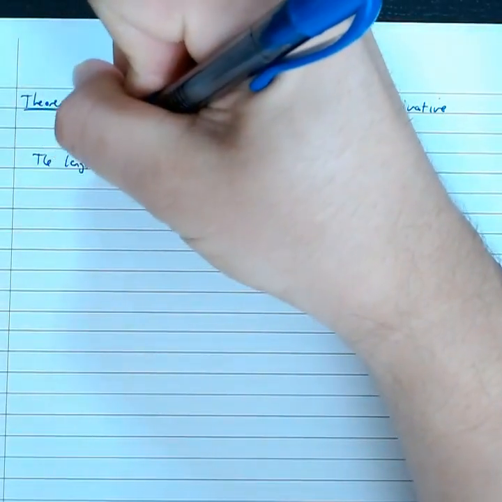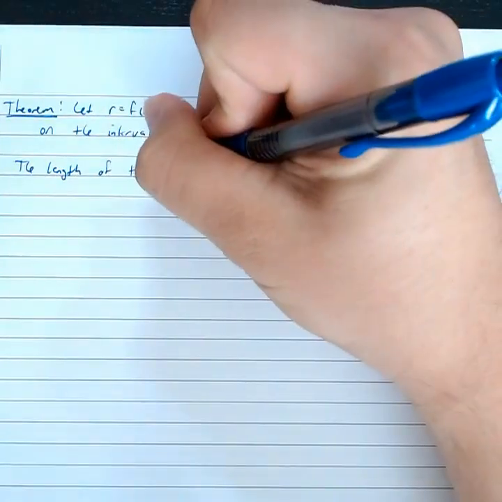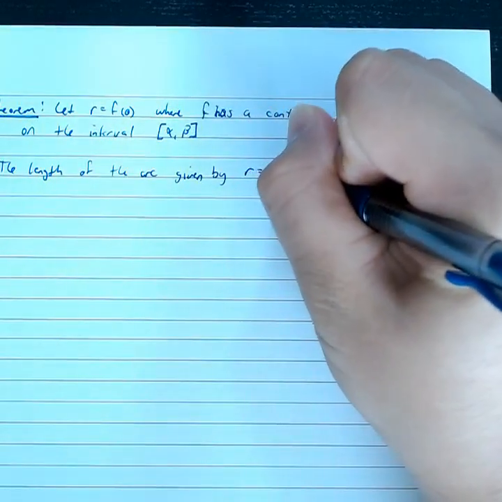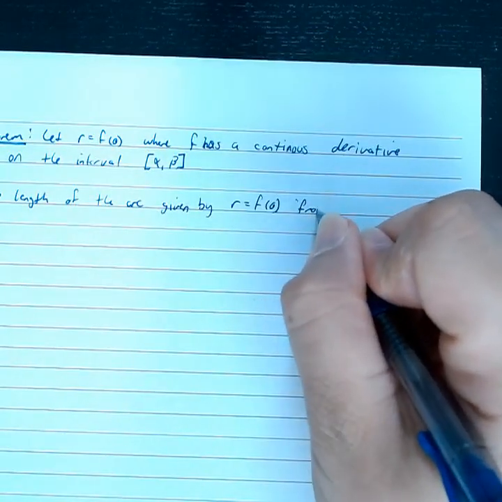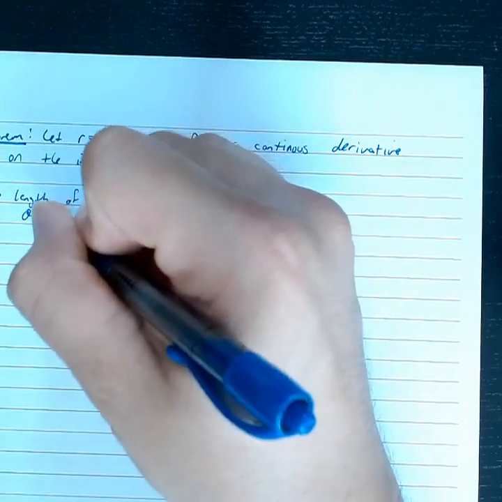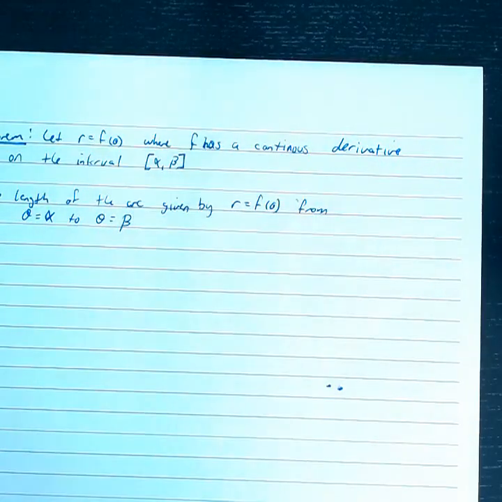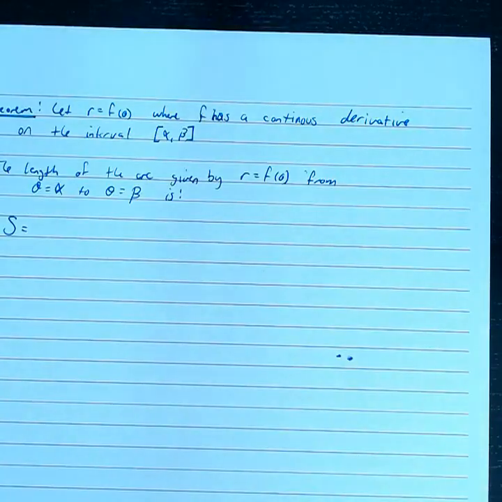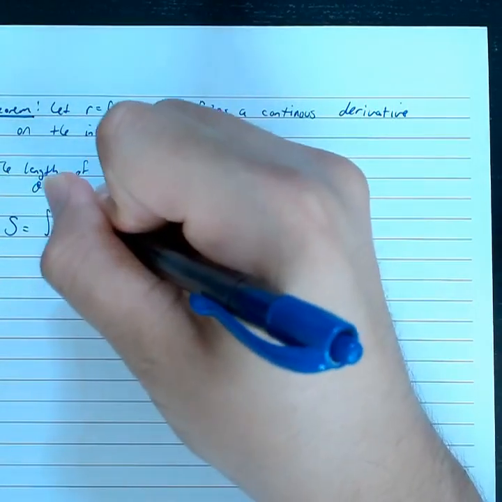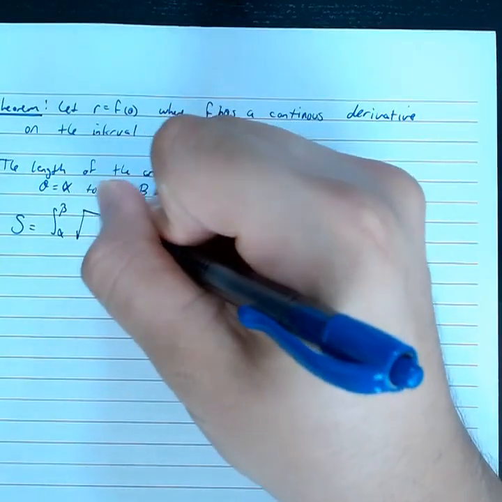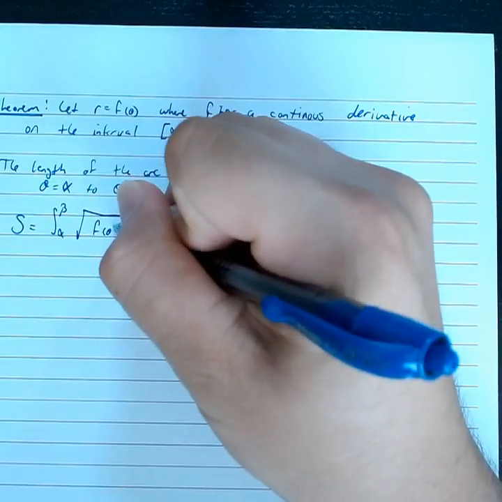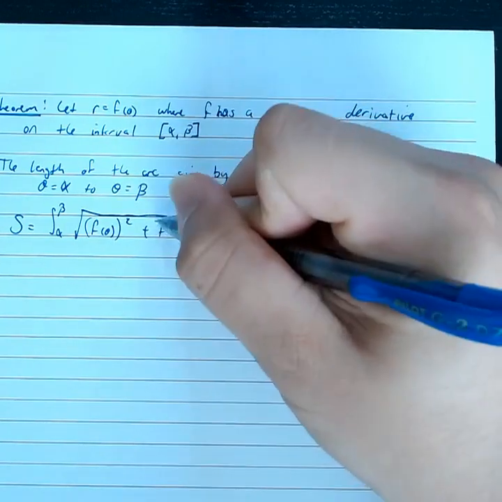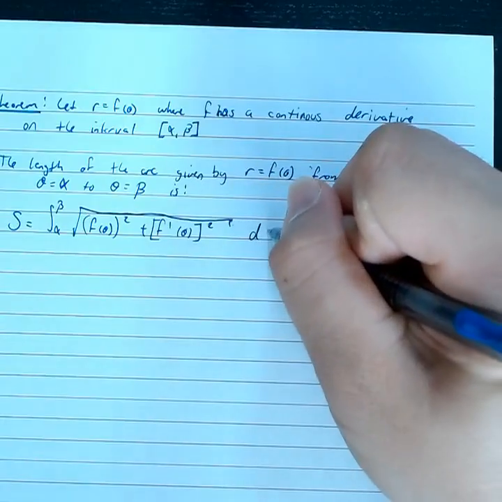The length of the arc given by r equals f of theta from theta equals alpha to theta equals beta is given by, here they use s for arc length, I'm not quite sure why, the integral from alpha to beta of the square root of f of theta quantity squared plus f prime of theta quantity squared d theta.